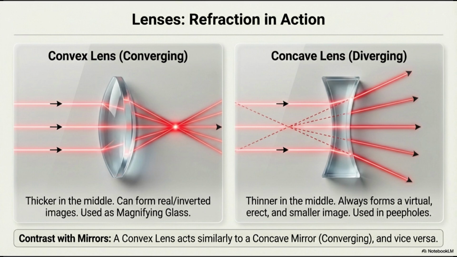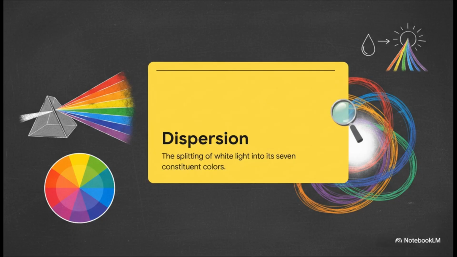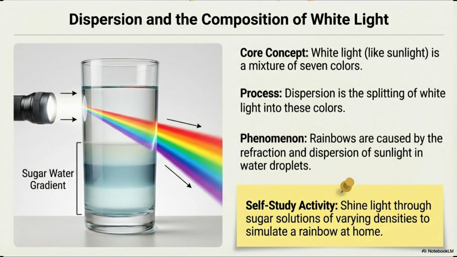Okay, time for our second major phenomenon. Dispersion. This is another one of those core definitions you've got to know. It's the process where what we see as white light, like sunlight, actually splits into its 7 component colors. So white light isn't really white at all. It's a whole rainbow hiding in there. And what's the most incredible example of dispersion? A rainbow, of course. When sunlight passes through raindrops, millions of those tiny water droplets act like little prisms. Each one bends and splits the light, creating that gorgeous arc of color we see stretching across the sky.